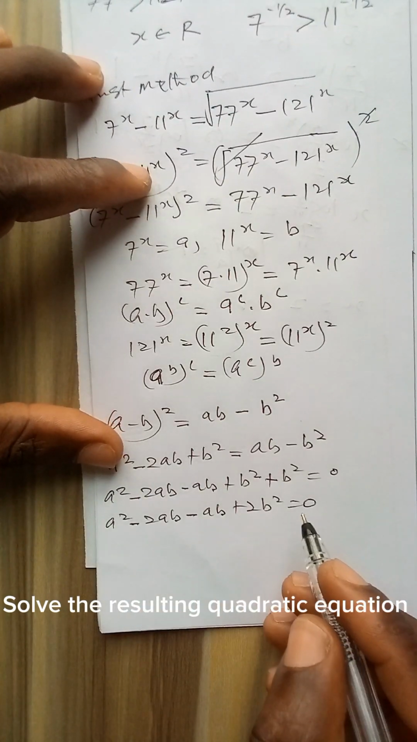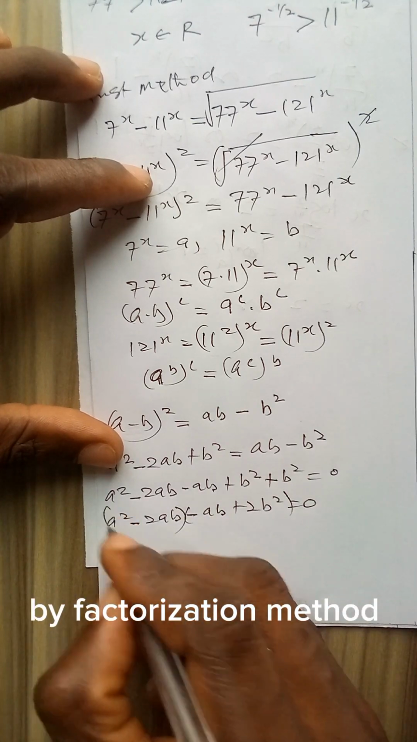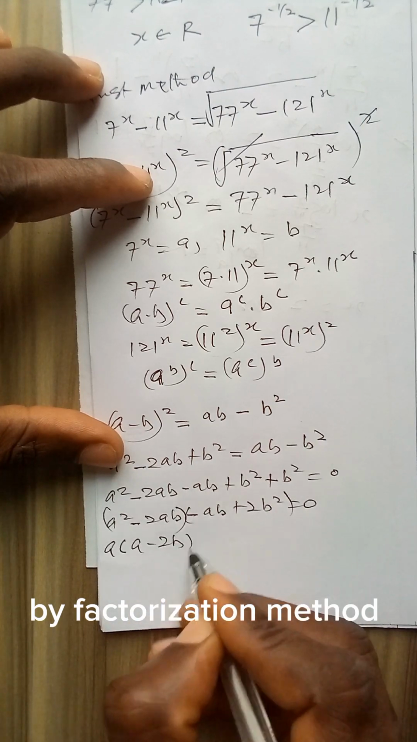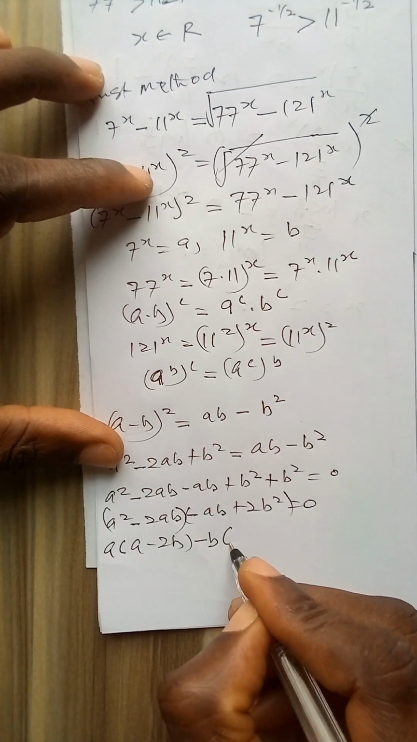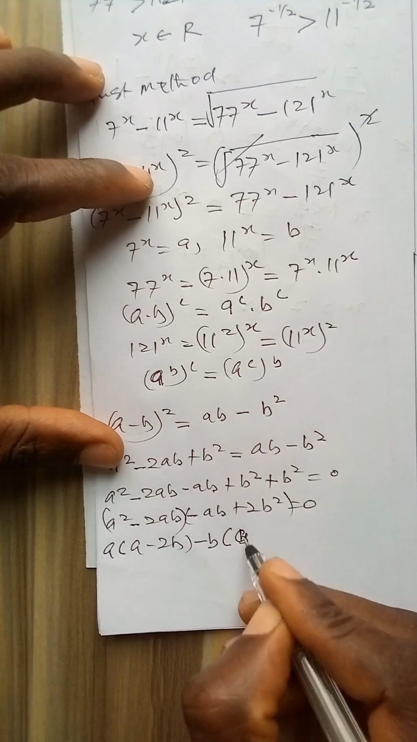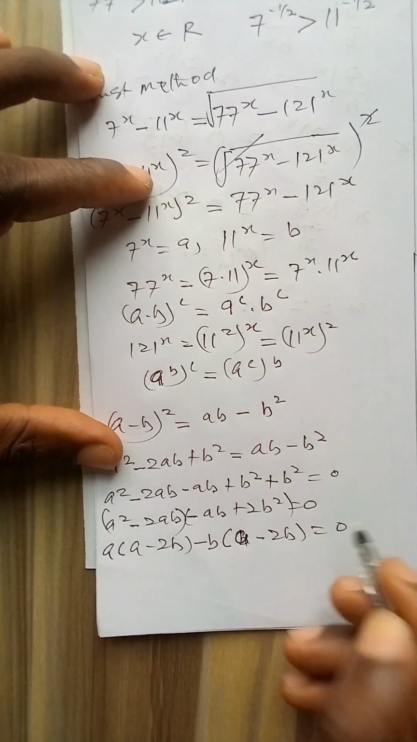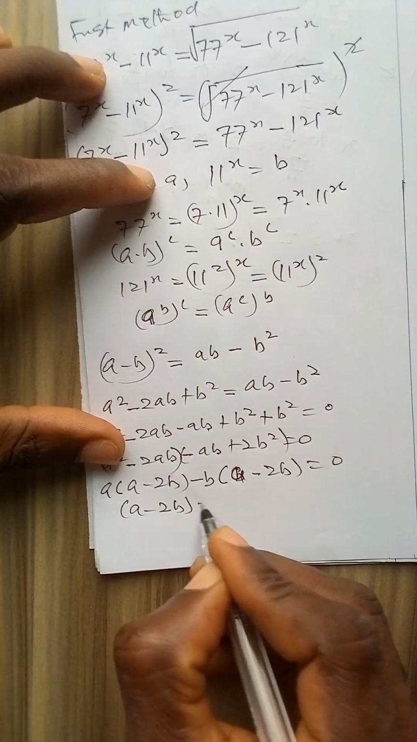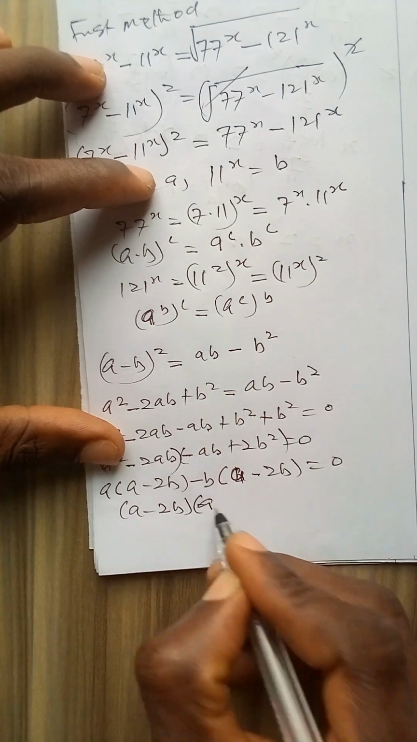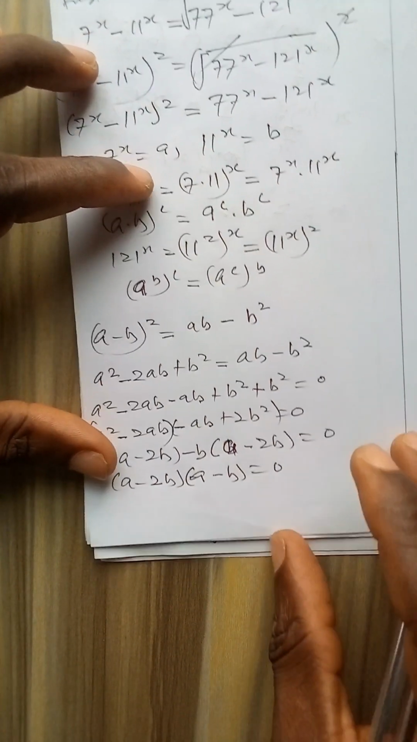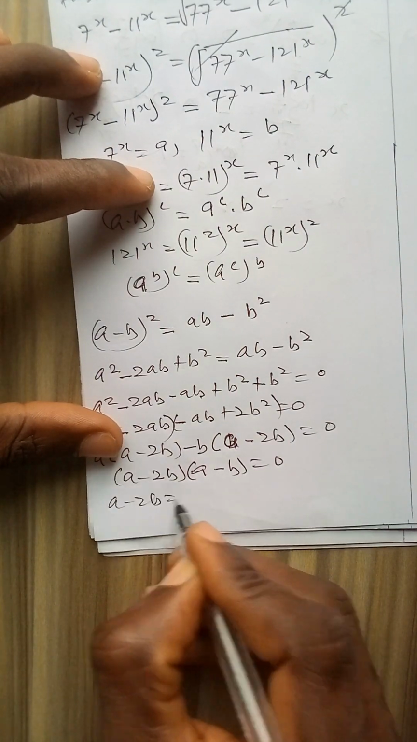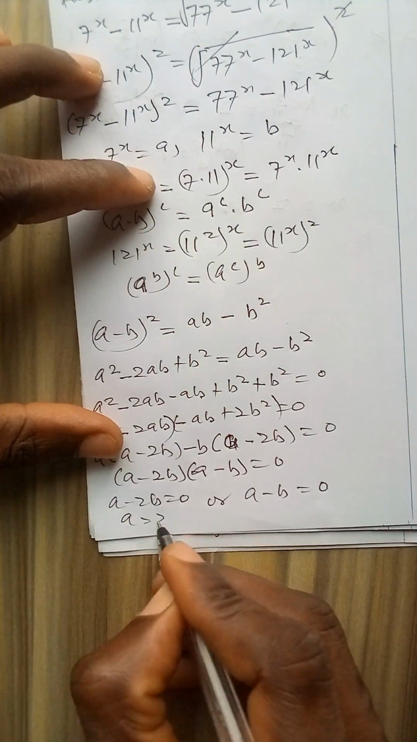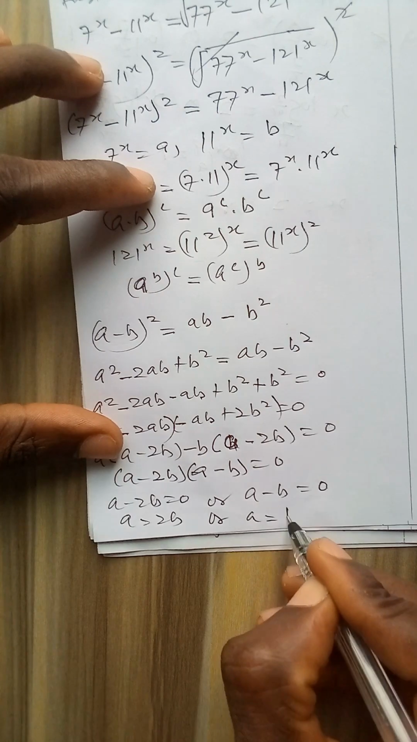We now have a quadratic equation. If we group them, we can factorize. In the first bracket, a is common, remaining a minus 2b. In the second one, minus b is common, remaining a minus 2b is equal to 0. Let us take one of these two brackets that are the same, a minus 2b in a bracket, and then put these other ones in a bracket, a minus b is equal to 0. So we now equate each bracket to 0: a minus 2b is equal to 0, or a minus b is equal to 0. So a is equal to 2b, or a is equal to b.